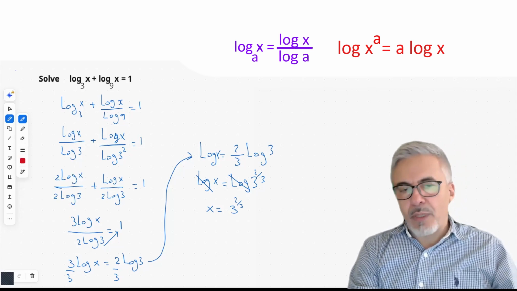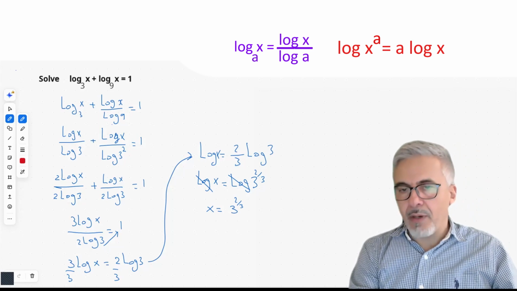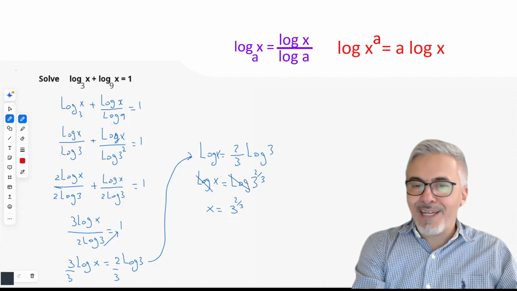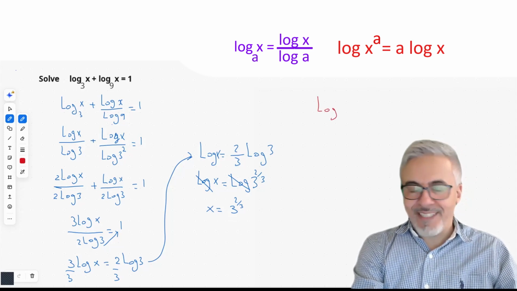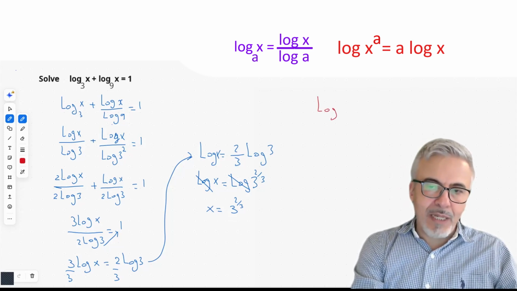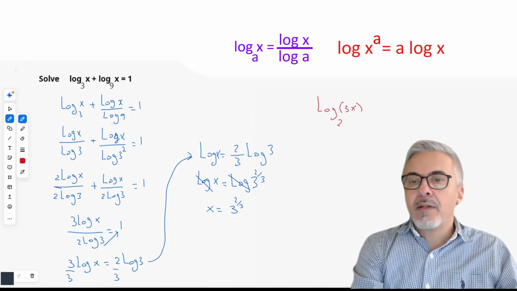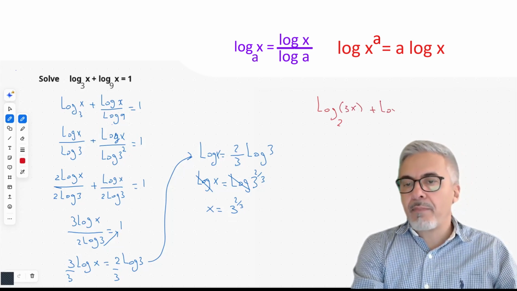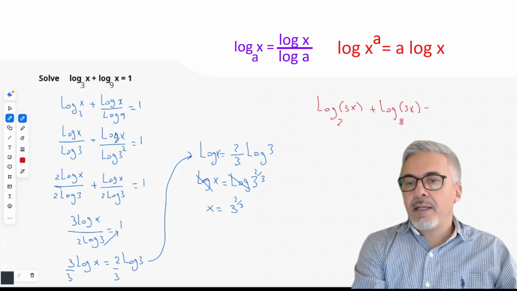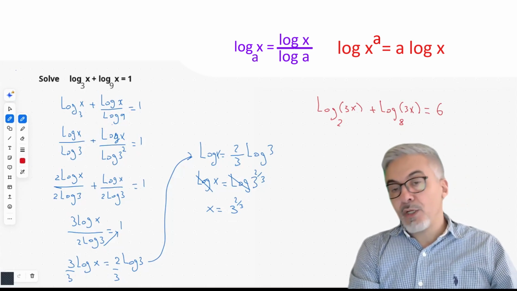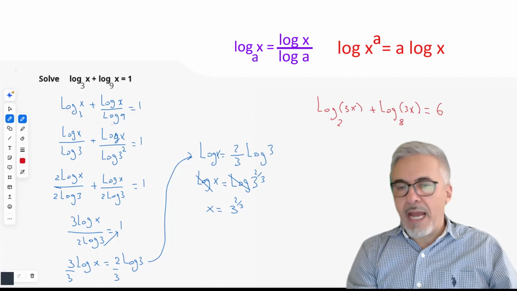So this is the end of this question, but we're not going to stop here. We're going to give you a question that we want you to try. Of course, I always do the easier ones, and I give you the harder ones. So that's log base 2 of 3x plus log base 8 of 3x equals 6. You'll be using the same strategy here. Try it and post your answer.